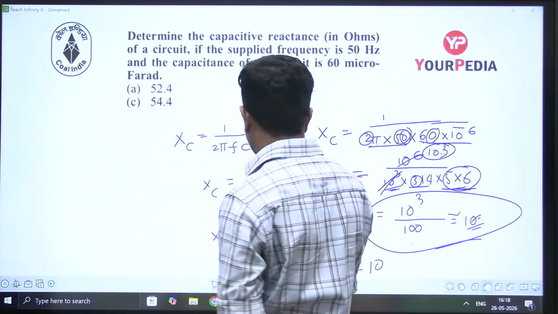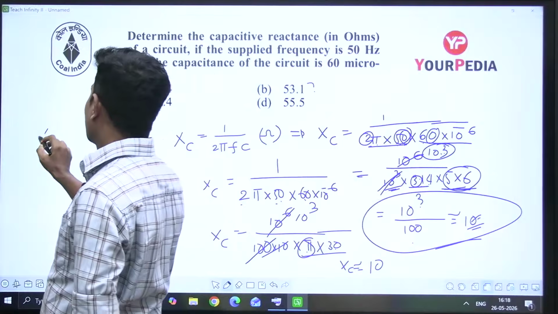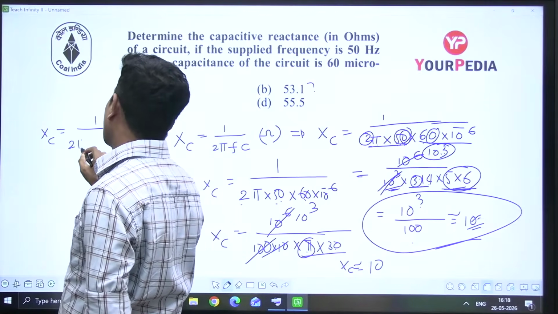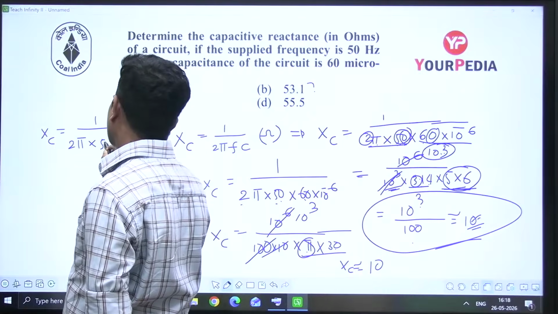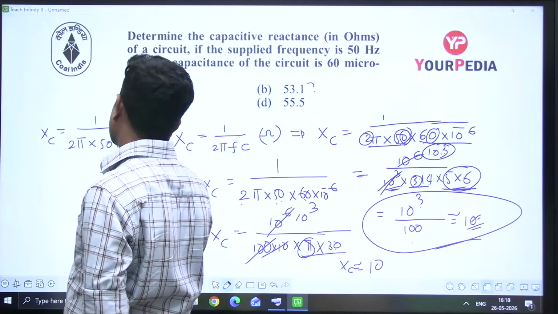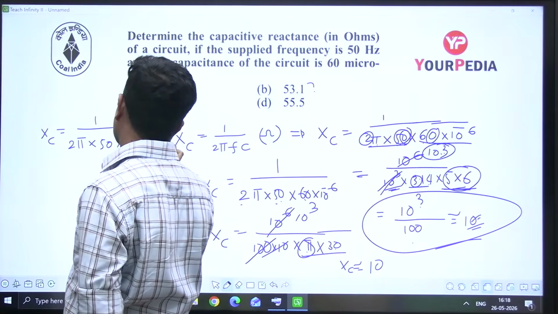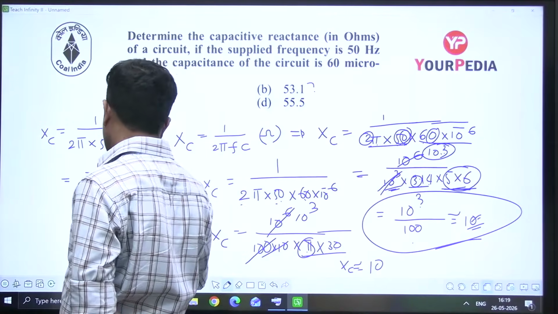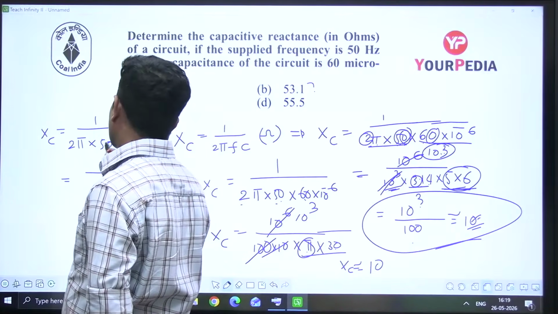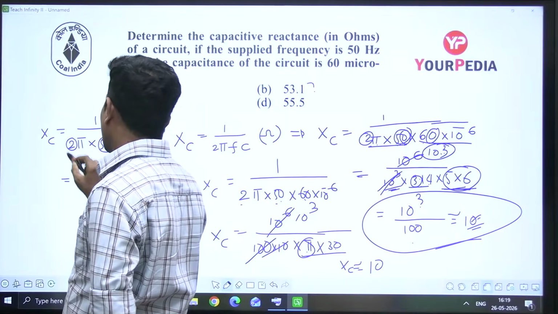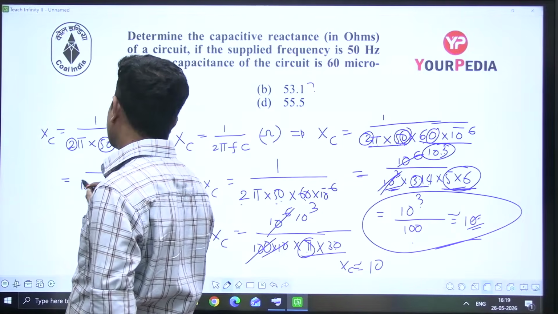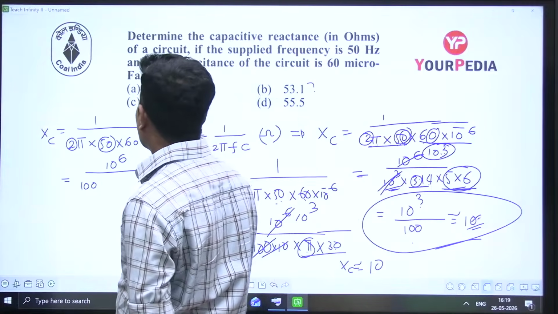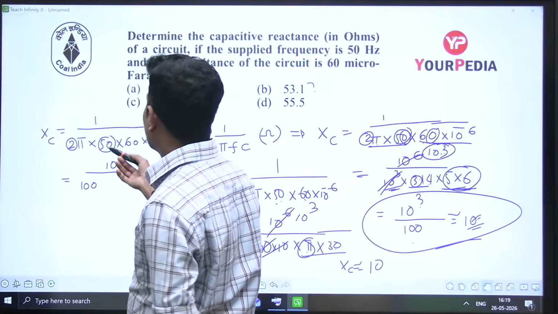See, I'll do this again. Observe. XC is equal to 1 by 2 pi f, f is 50. C is 60 into 10 to the power of minus 6. Let me do it carefully. 10 to the power of 6 divided by, 50 into 200 I had taken. Any objection? Okay, 1 5 extra I had taken.